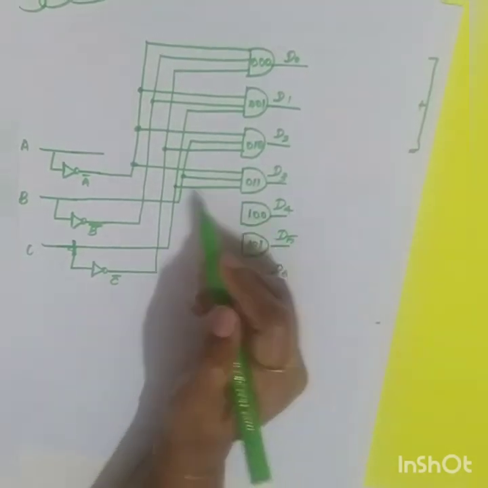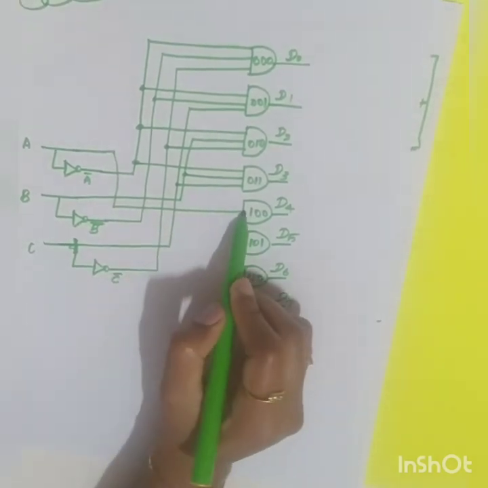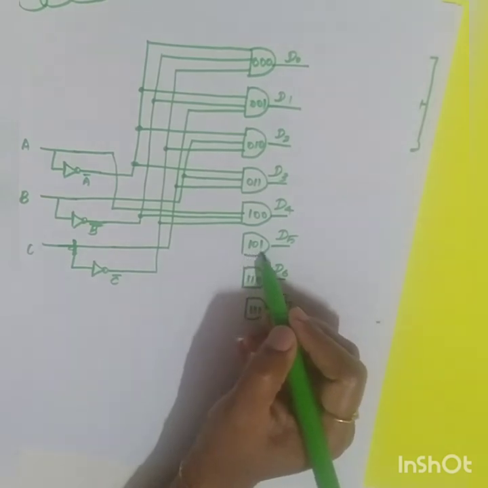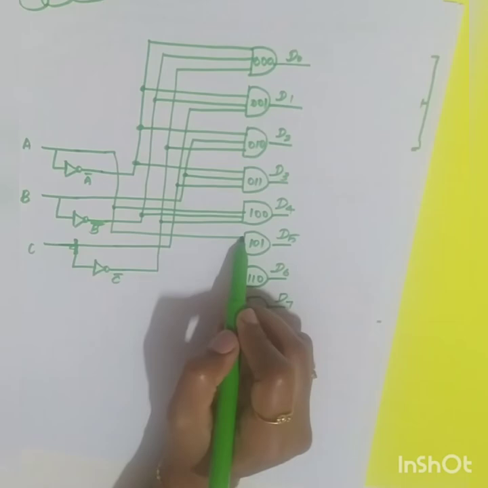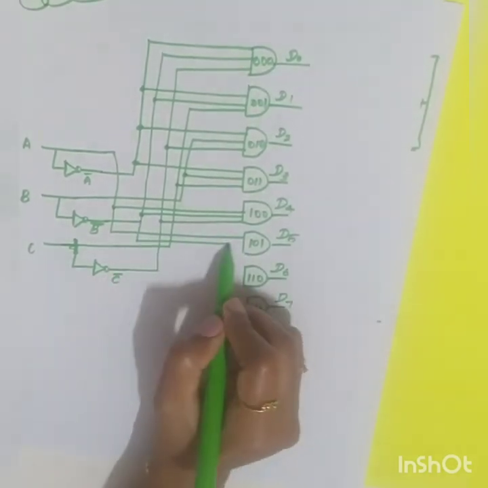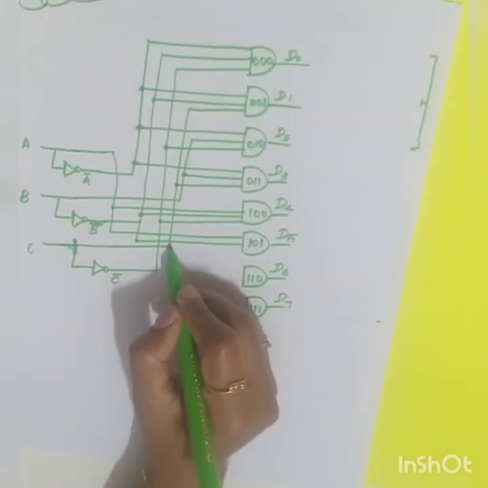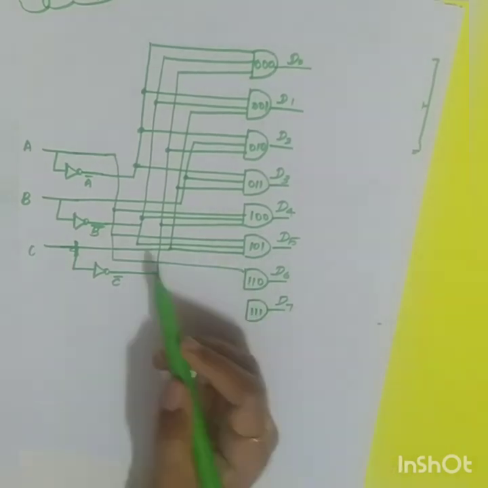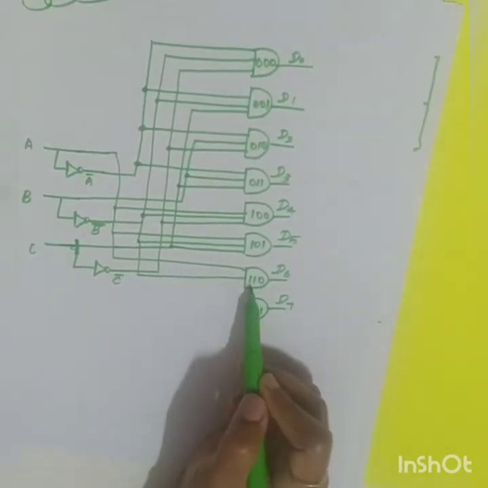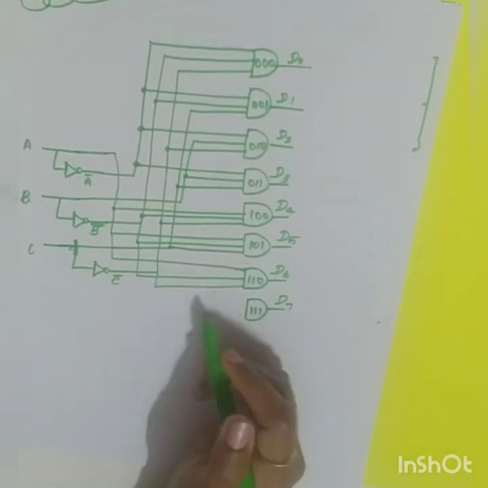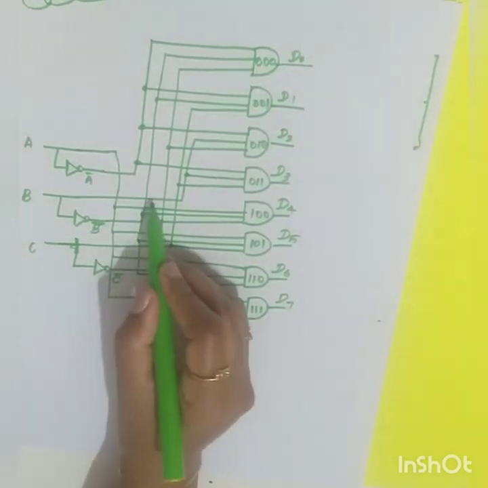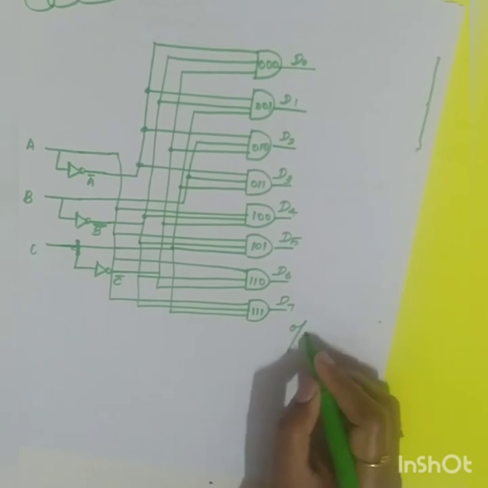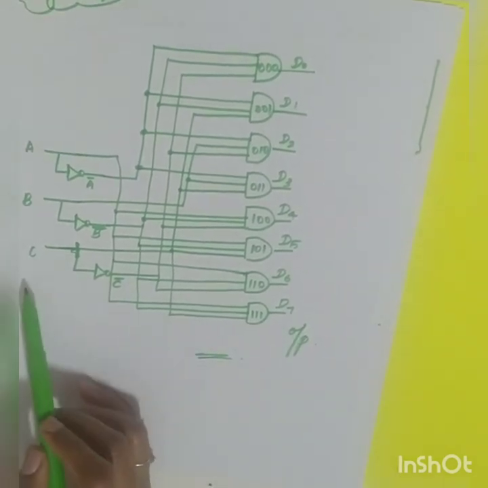Next it is A, B bar, C bar. So here it is your A, B bar, C bar. Next A, B bar, C. Next you have A, B, C bar. So again you have A, B, C bar. D7, A, B, C. You have A, next is your B and next is your C. This will be your corresponding output of your decoder, which converts 3-bit inputs into 8 outputs.